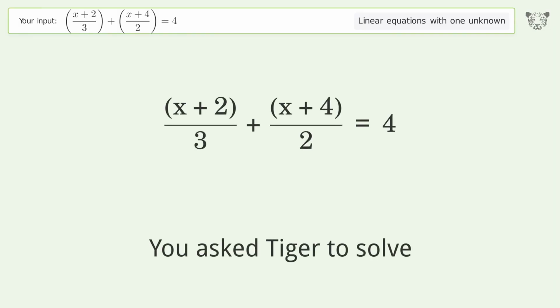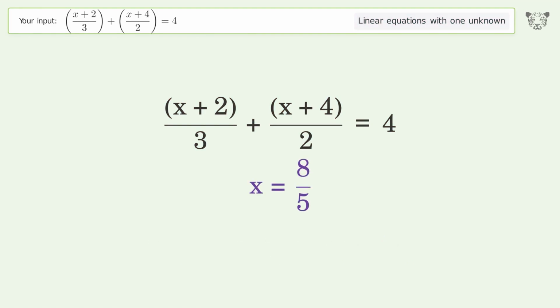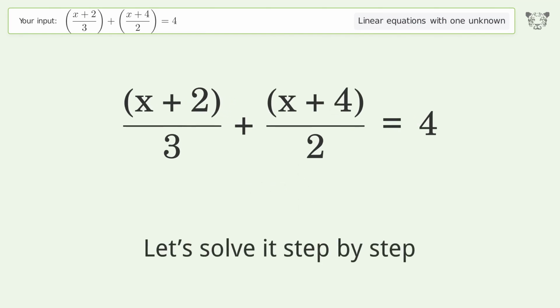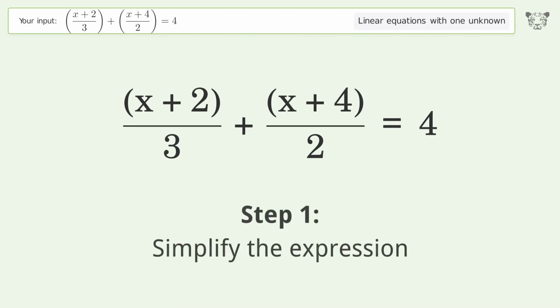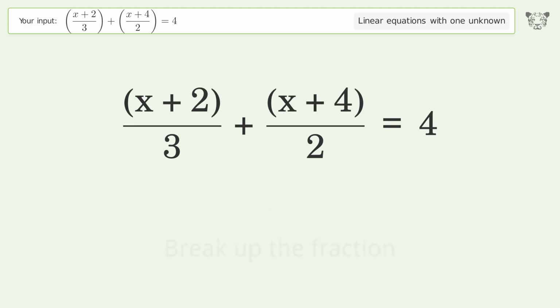You ask Tiger to solve. This deals with linear equations with one unknown. The final result is x equals 8/5. Let's solve it step by step. Simplify the expression. Break up the fraction.